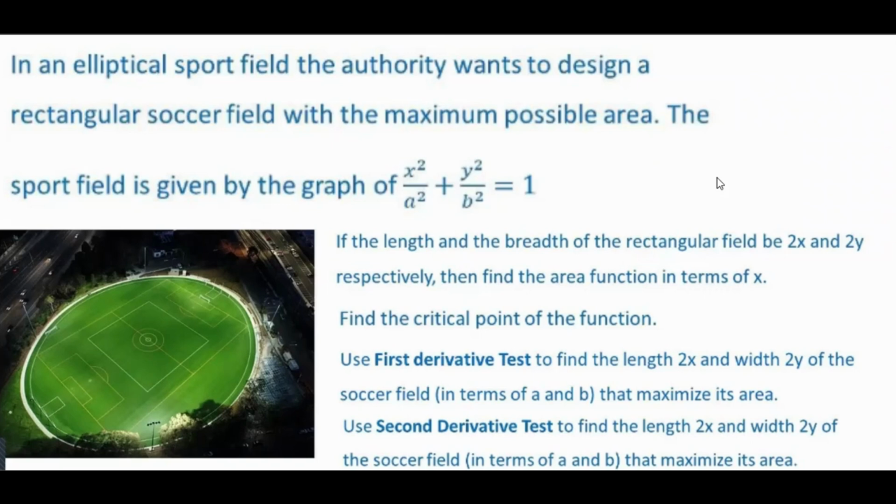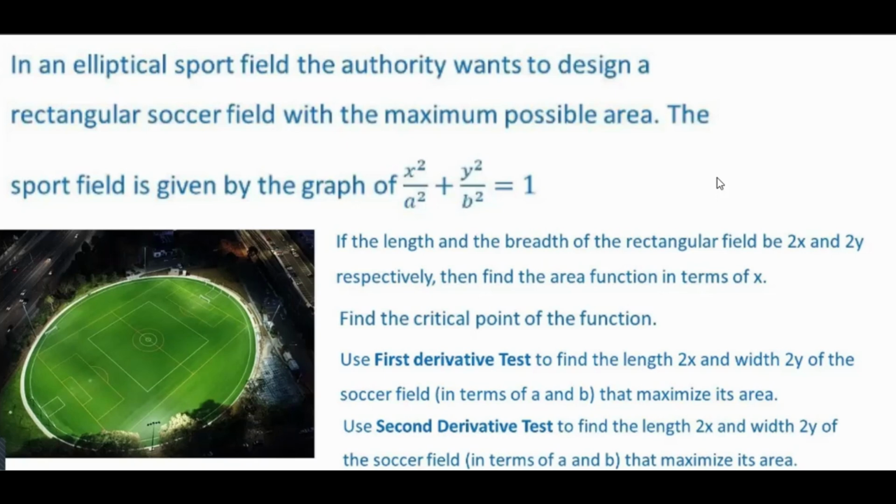The sport field is given by the graph of x square by a square plus y square by b square is equal to 1. If the length and breadth of the rectangular field are 2x and 2y respectively, then find the area of the function in terms of x. Find the area function in terms of x.